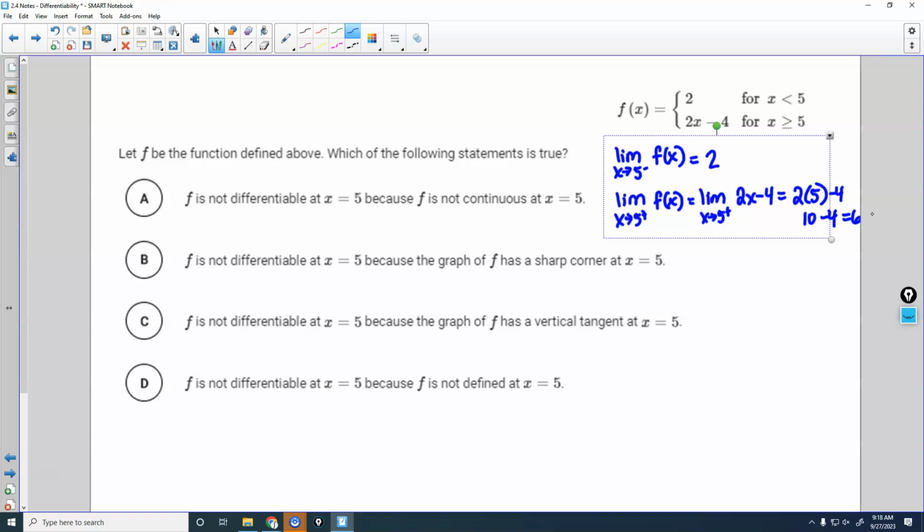So we don't need to go any further. We don't need to check differentiability or anything like that. As soon as we see it's not continuous, then we know it's not differentiable because of that. Yeah, so A would be your answer for that. And since it's multiple choice and you don't have to show your work, you can just plug in 5 into both of these and see if you get the same number. That's checking continuity. If it was free response, show your limit notation for it. Okay, questions?